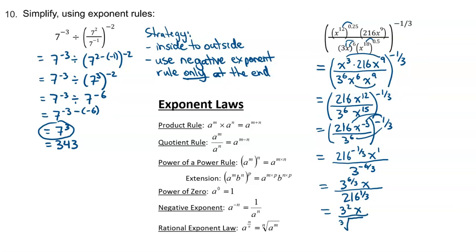So 3 to the power of 6 over 3 is 3 squared, and 216 to the power of 1/3 is the third root of 216. 3 squared is 9, and the third root of 216 is 6. So I can simplify that to be 3x over 2 by dividing the numerator and denominator by 3. And so we've applied all the rules but the power of 0 rule. That's how it works.